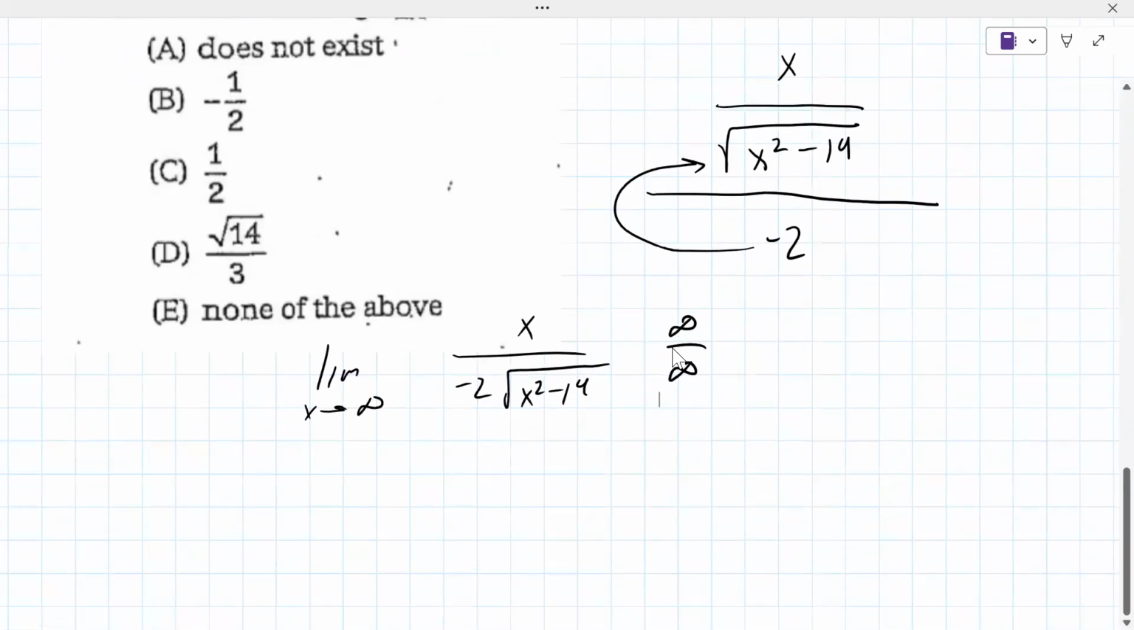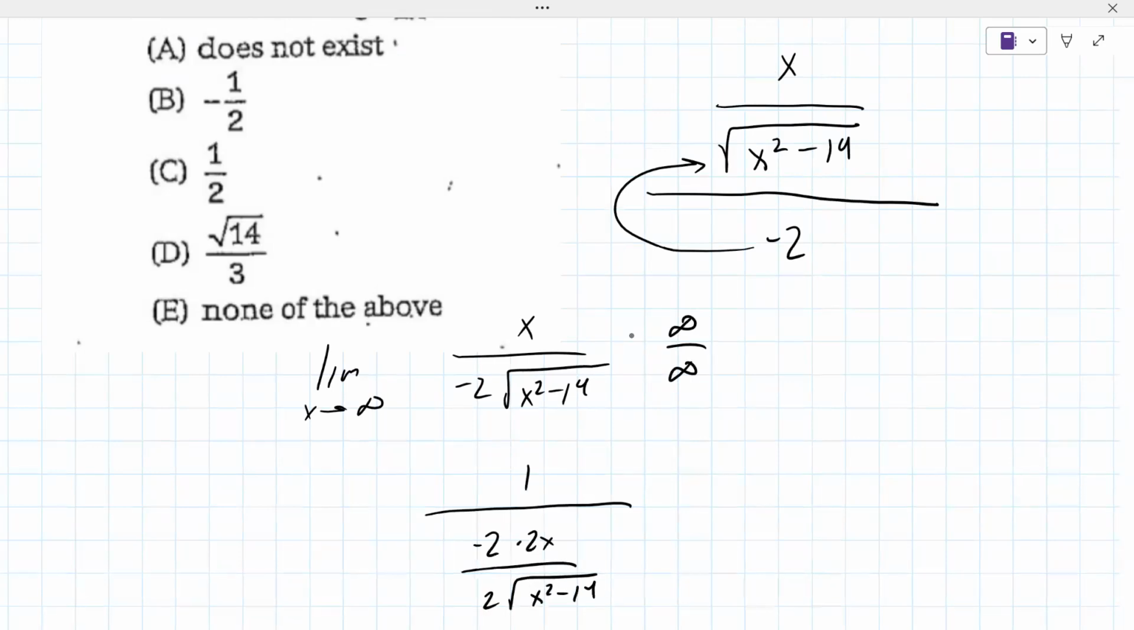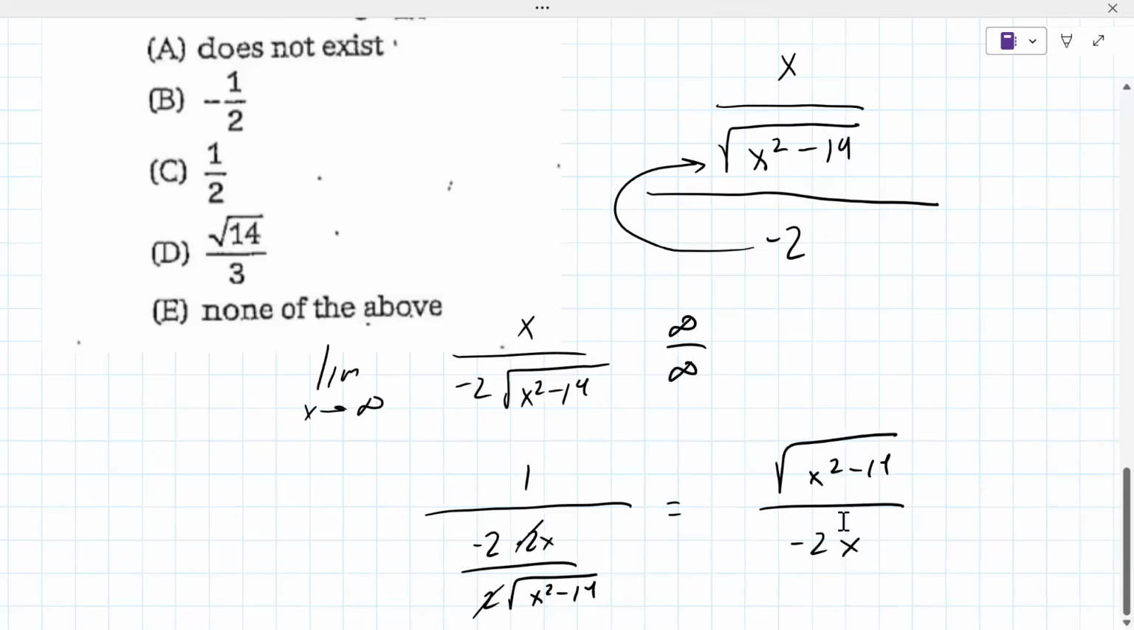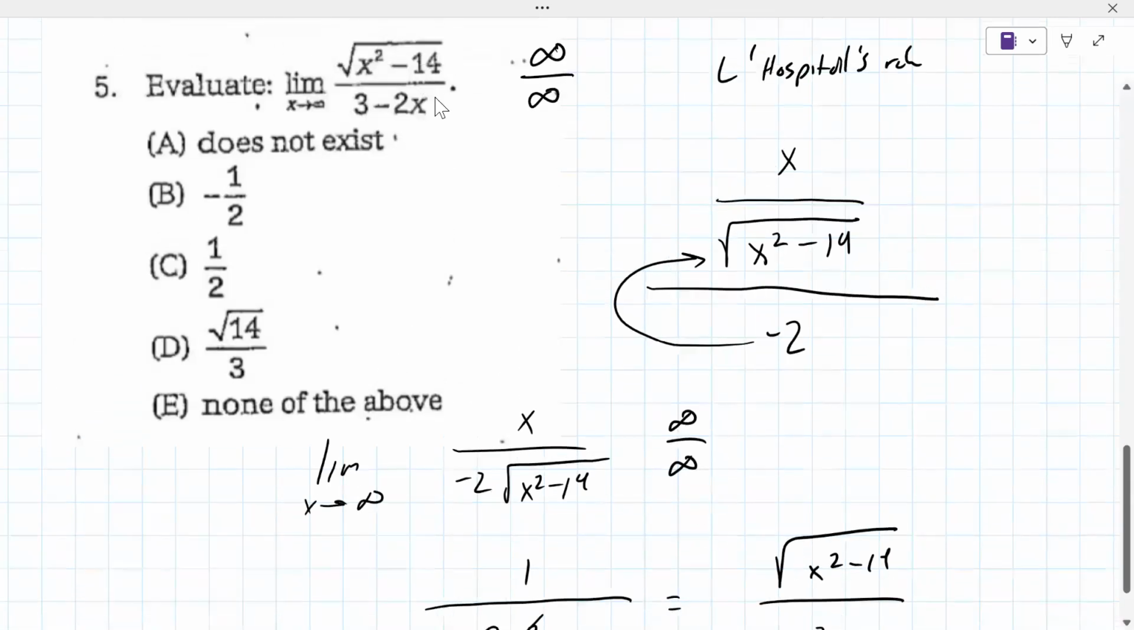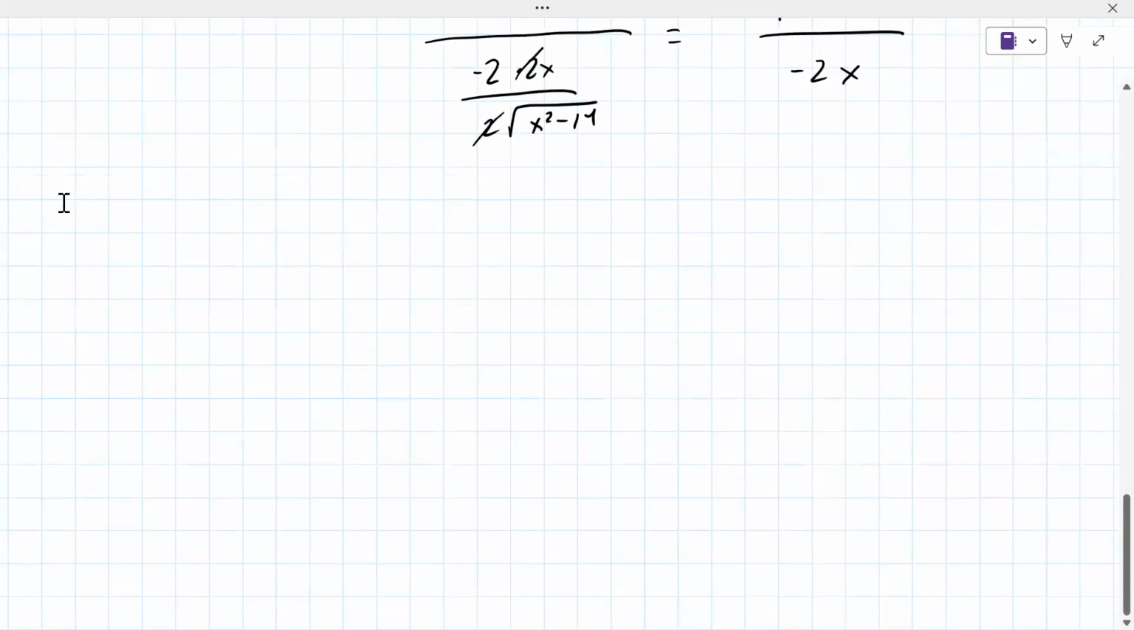So that is one possible way of doing this. If you take yet another derivative, you get derivative of the top is 1. On the bottom, you get the -2 times the 2x over the 2 square root x squared minus 14, like that. And you'll see, after you manipulate this, you end up getting back to x squared minus 14 over minus 2x. You're basically back to what you started with. So this doesn't really work. It doesn't really help you. But there are other options.